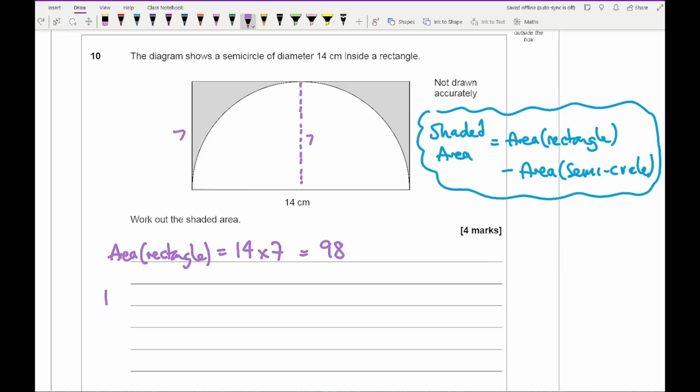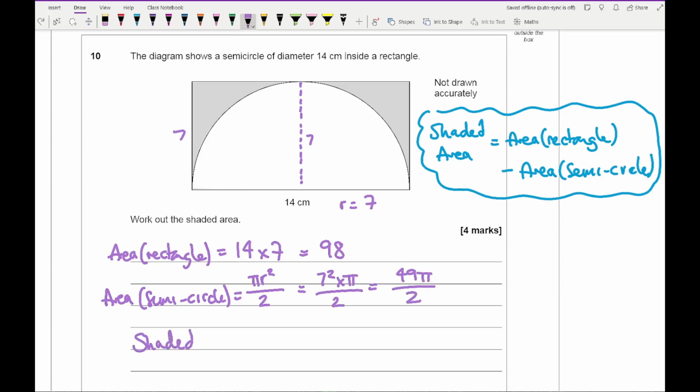So then to work out the area of the semicircle, which is half the area of a circle, well, that's going to be pi r squared divided by 2. R is 7, so that's going to be 7 squared multiplied by pi divided by 2, which is 49 pi over 2. So then I can work out what the shaded area is going to be, which is going to be 98 minus 49 pi over 2.